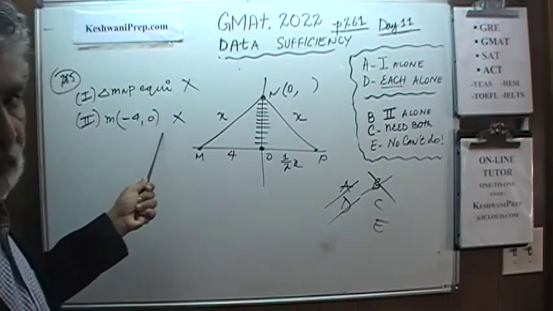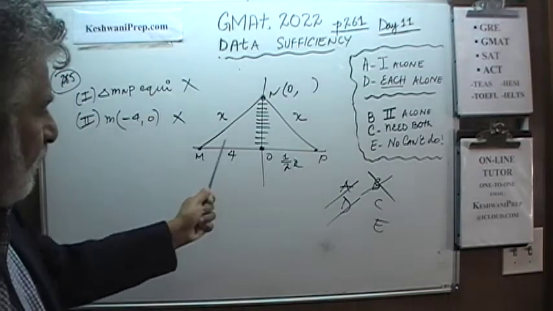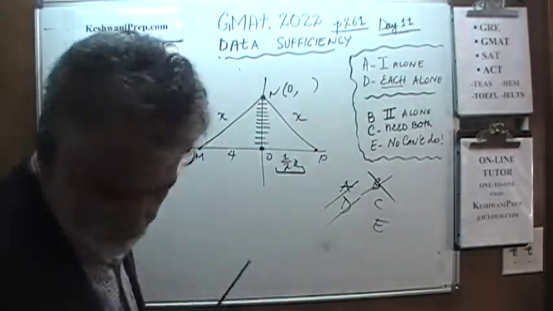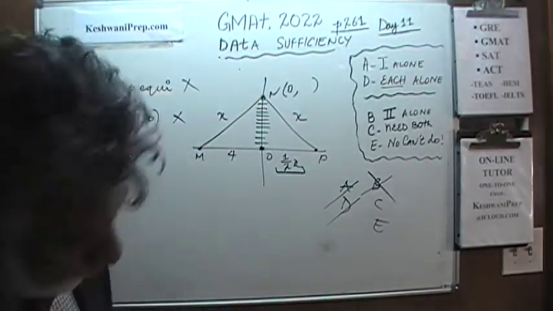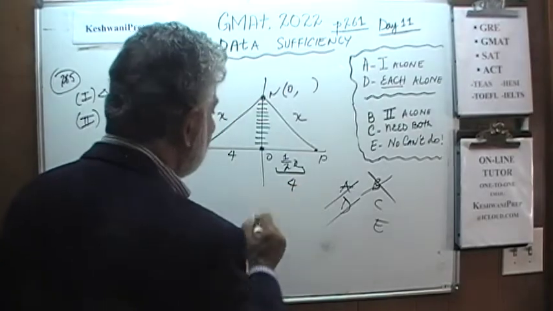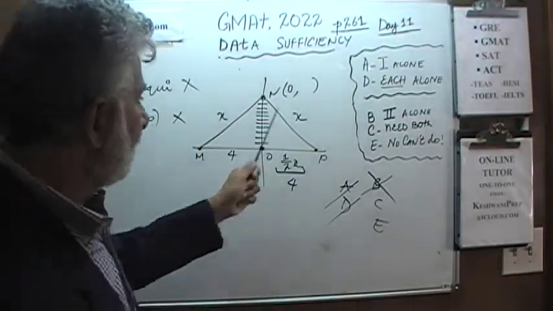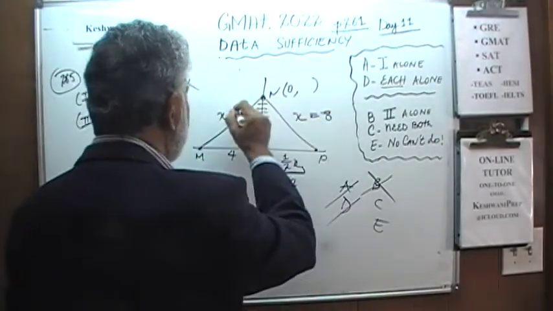When we put them together, now we can solve it because we know distance from here to here is 4, which means this distance right here is also 4. It's also 4, and since it's the equilateral triangle, from M to P must be 8, which means this side is also 8. This side is 8. And that's it.